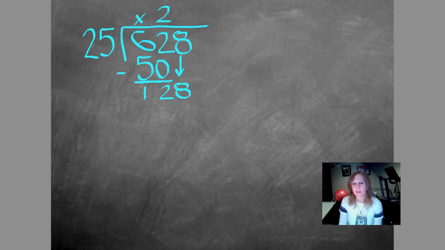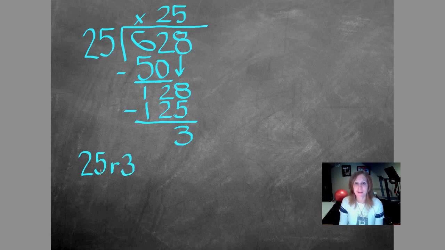And I know that 25 will go into 100 4 times. It goes into 28 1 time, and 4 plus 1 is 5. So I'm going to multiply 5 times 25, and I get 125. When I subtract that, I have a remainder of 3. And we can write that as 25 remainder 3.